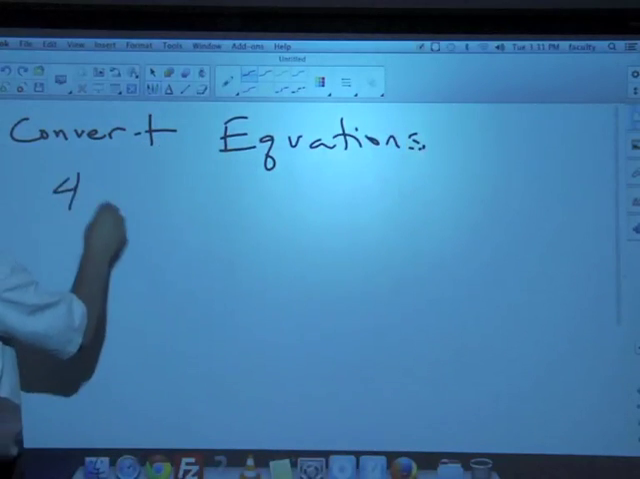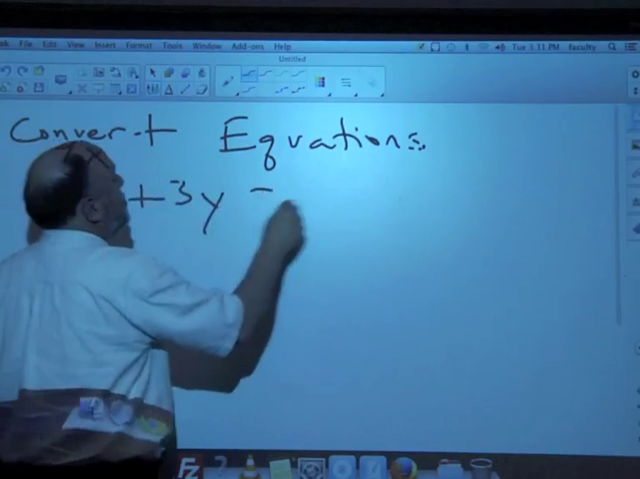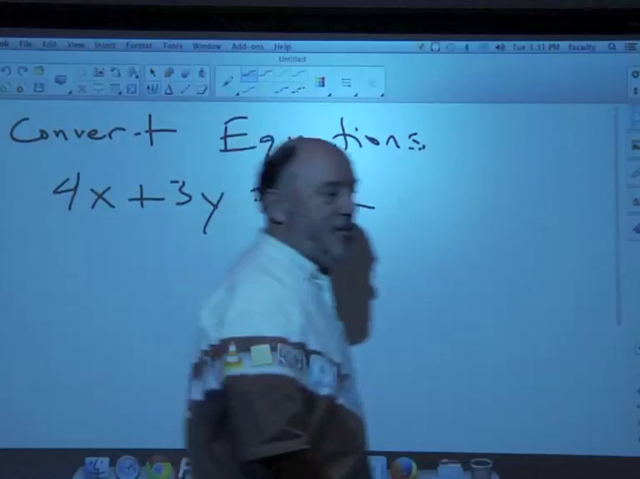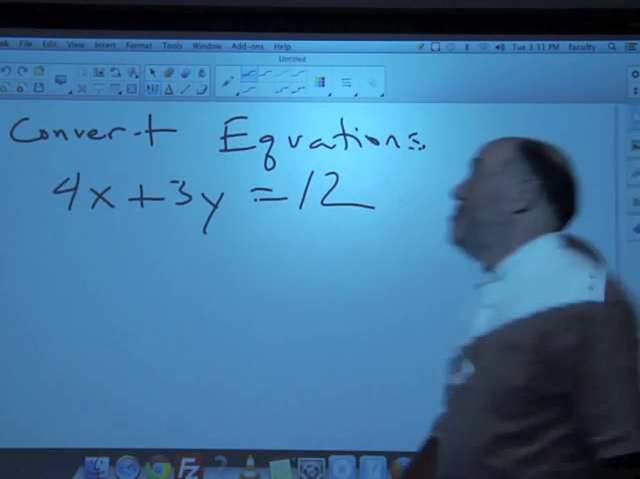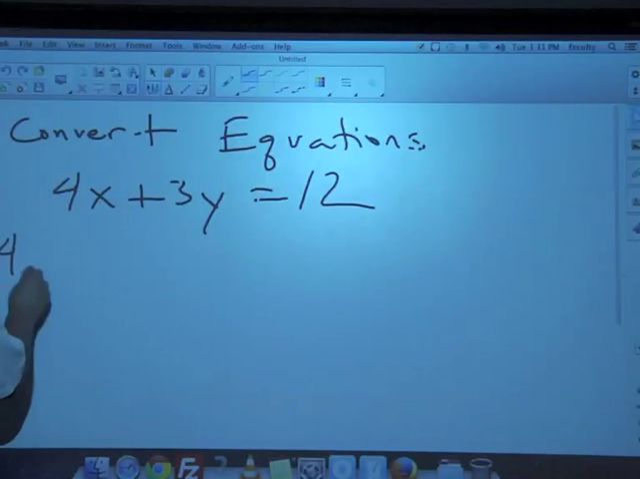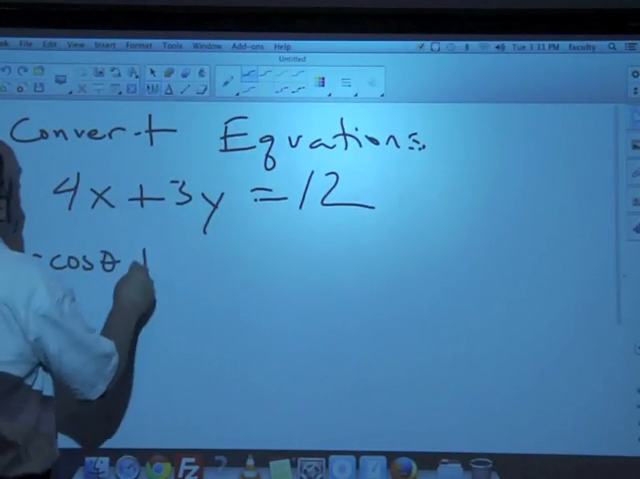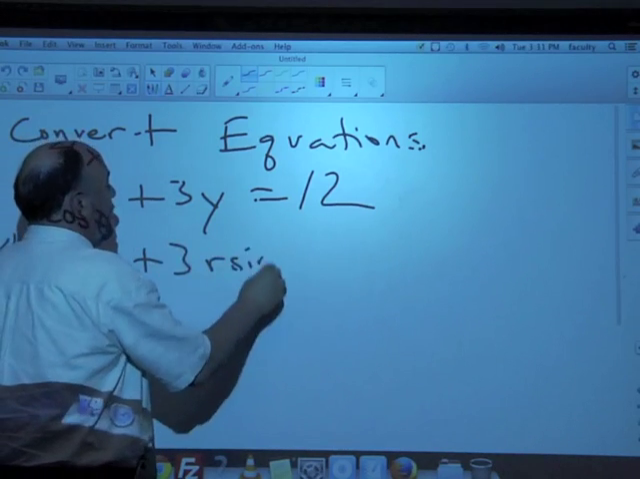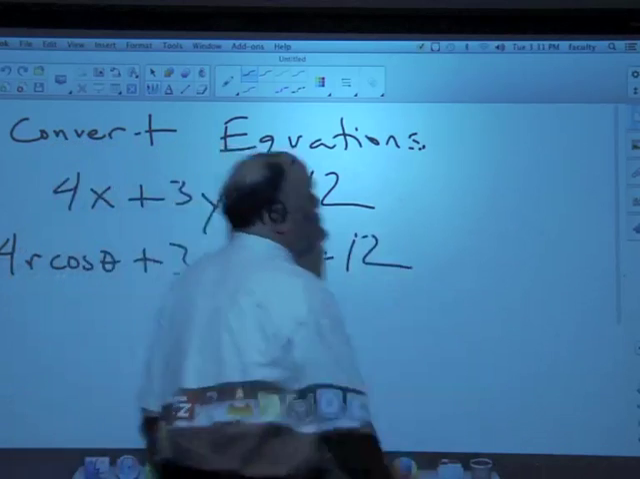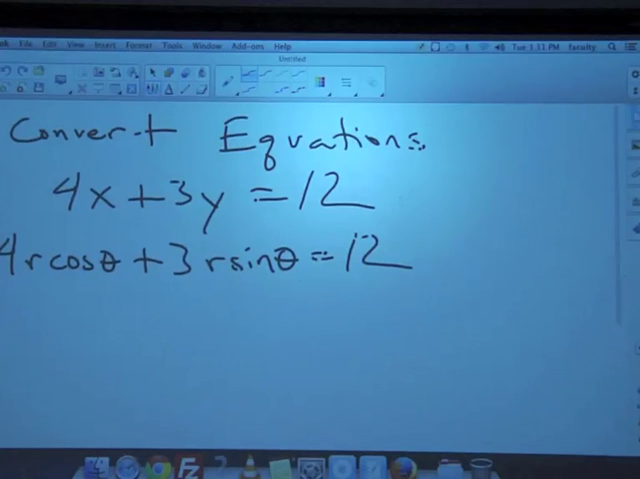So it's something like this: 4x plus 3y equals 12. That's a rectangular equation. What would that be in terms of a polar equation? Well, we said earlier that x was given by r cosine theta, and y can be replaced with r sine theta, and we get that.